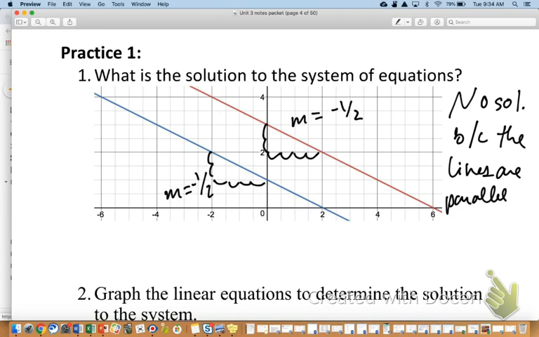Because those lines are parallel, we know that parallel lines never actually do cross. They never intersect. And since we're looking for a point of intersection, and there isn't one, doesn't Ellie's answer make a lot of sense? There is no solution, because the lines never cross.